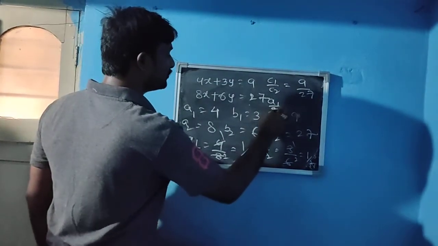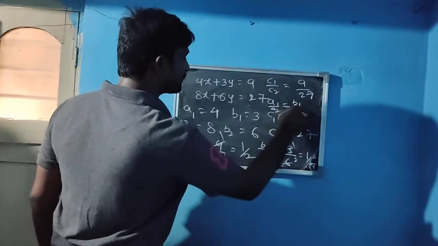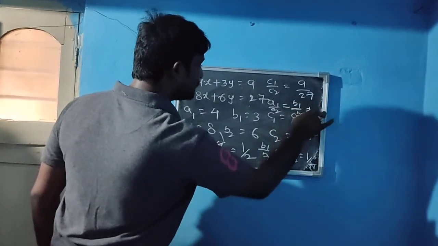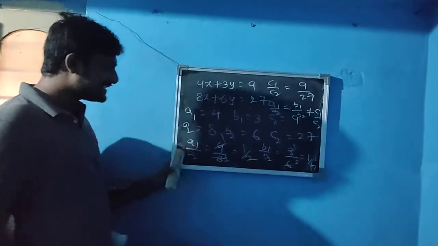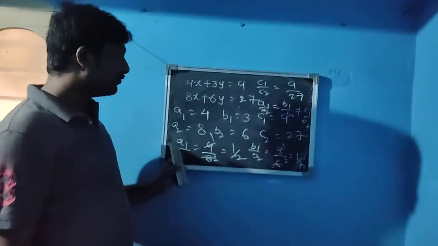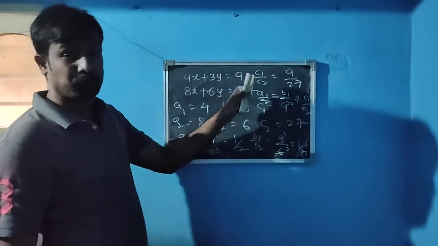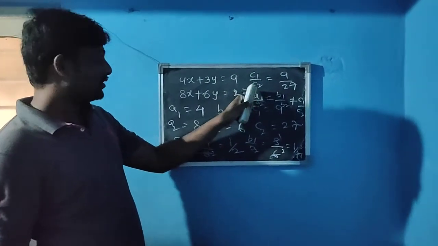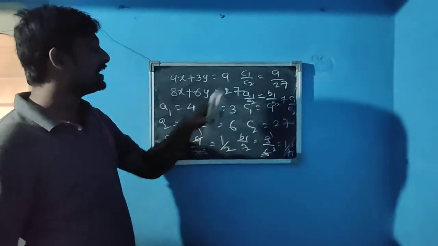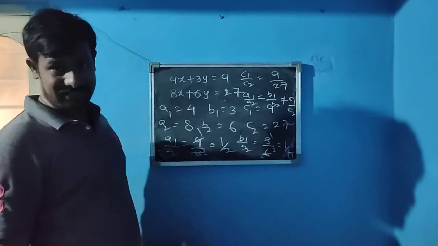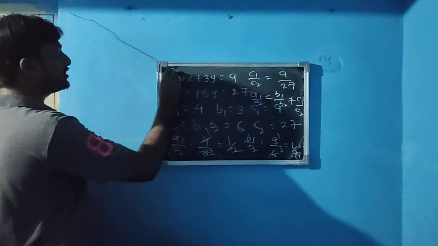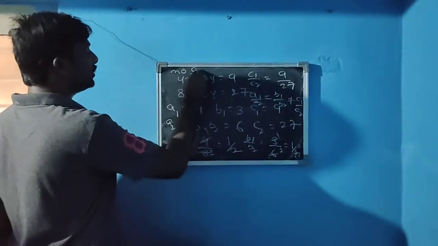a1 by a2 is equal to b1 by b2, not equal to c1 by c2. So what type of lines are these called? Parallel lines. One more name for parallel lines is inconsistent lines. Inconsistent lines, how many solutions? No solution.